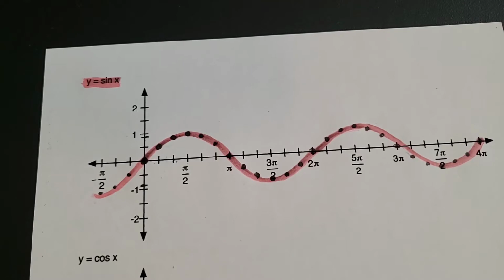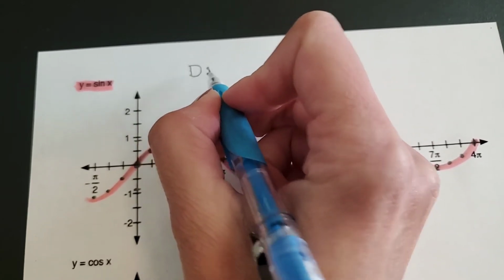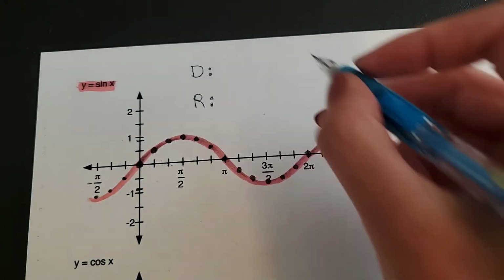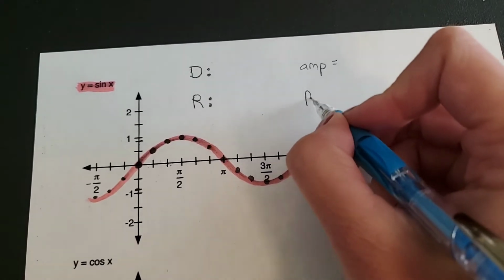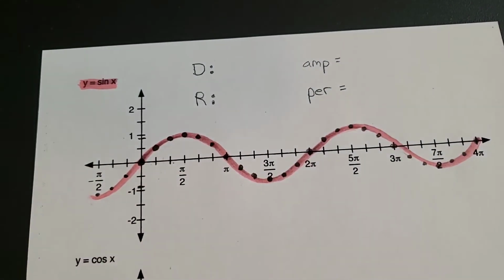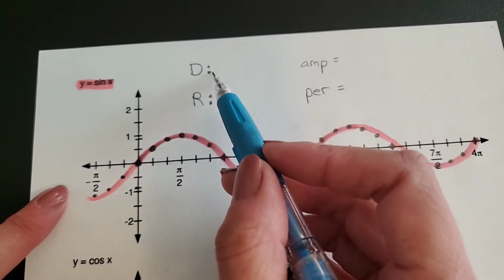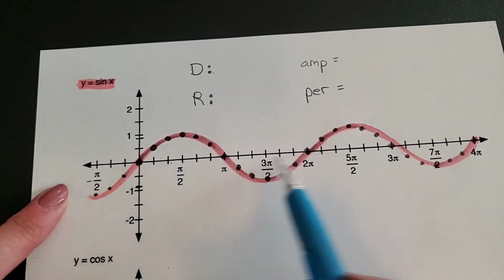There are 4 pieces of information that will be important to look at here. One is the domain, one is the range, one is the amplitude, and one is the period. Those are the 4 pieces of information. I will continually ask you about trigonometric functions. So let's look at the domain. The domain is the inputs. Those are the radian measures.